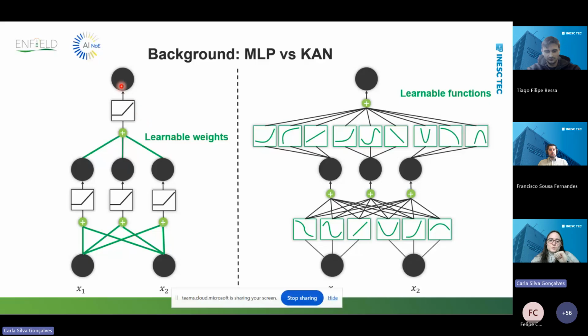In terms of multi-layer perceptron, it's similar, but it's different because in multi-layer perceptron, we learn the weights, the x1 times 5, for example, x2 times 2, and then we pass by an activation function that is fixed from the beginning. Usually it is a ReLU or a sigmoid. And this is the main difference between both. So here we learn the weights and the functions are fixed. Here we learn the functions and then we just sum them.